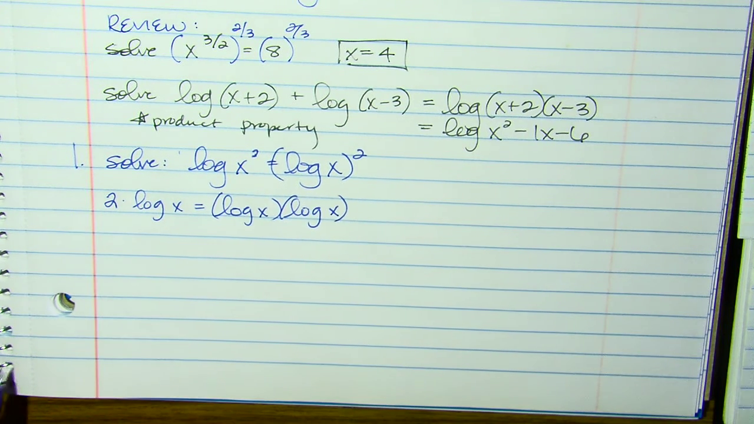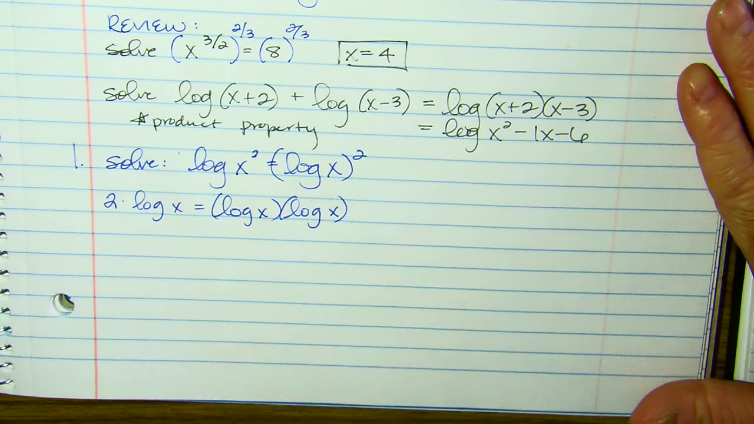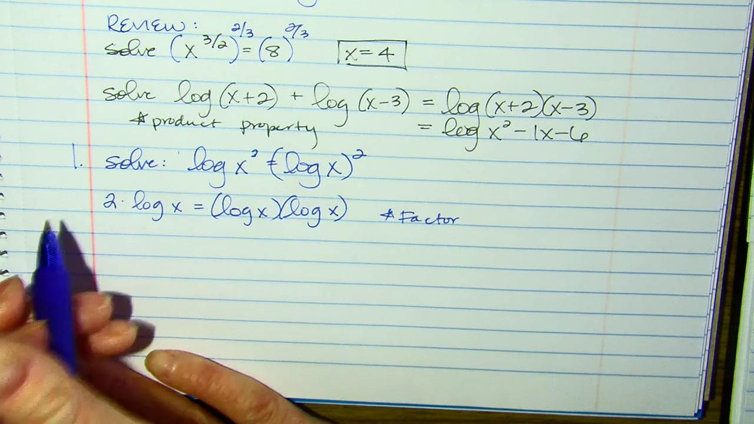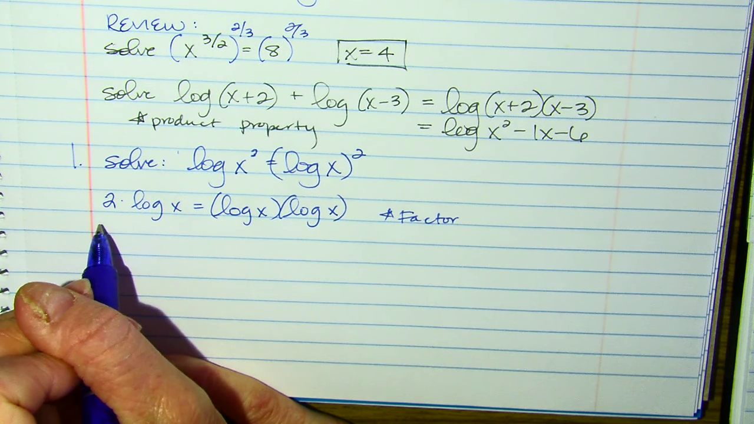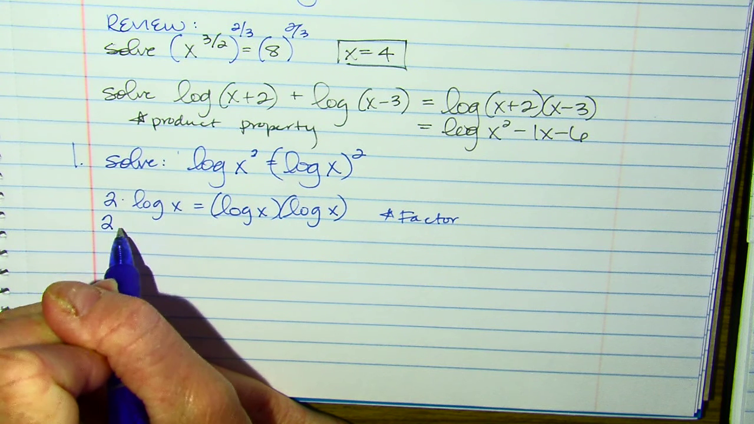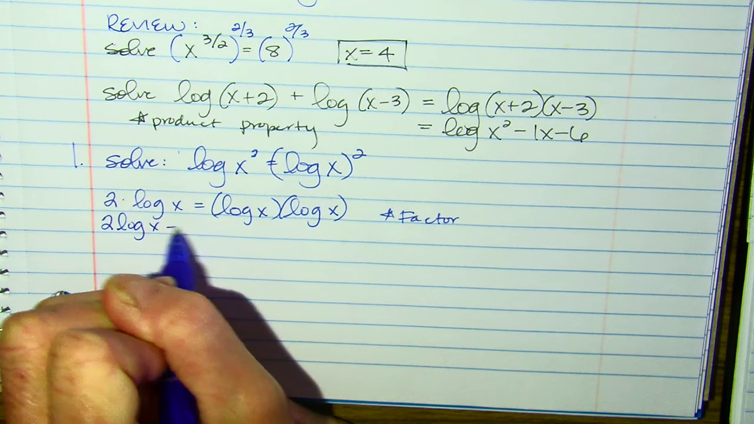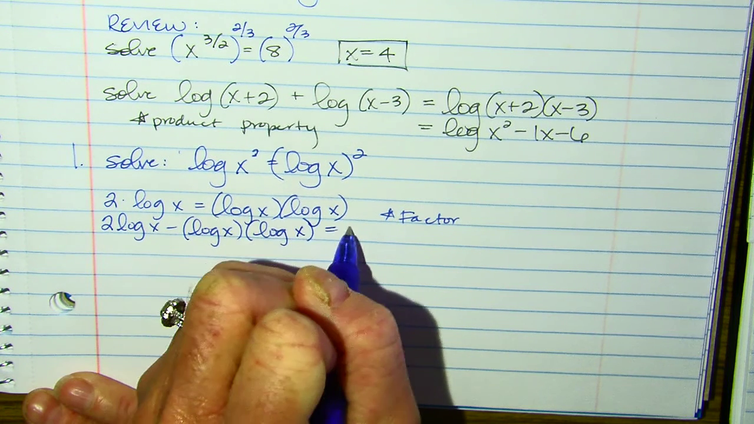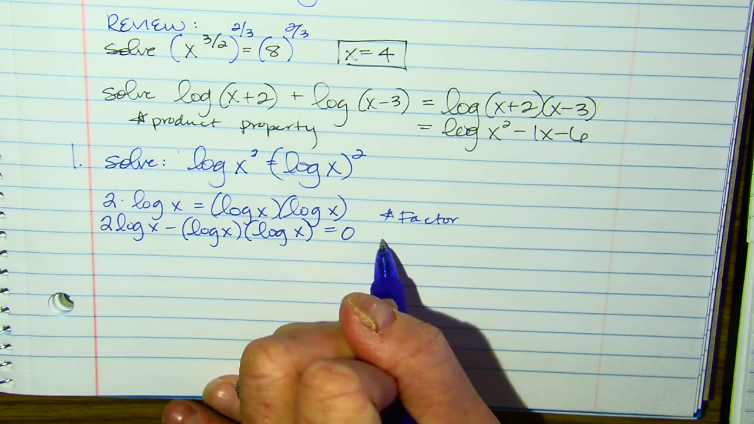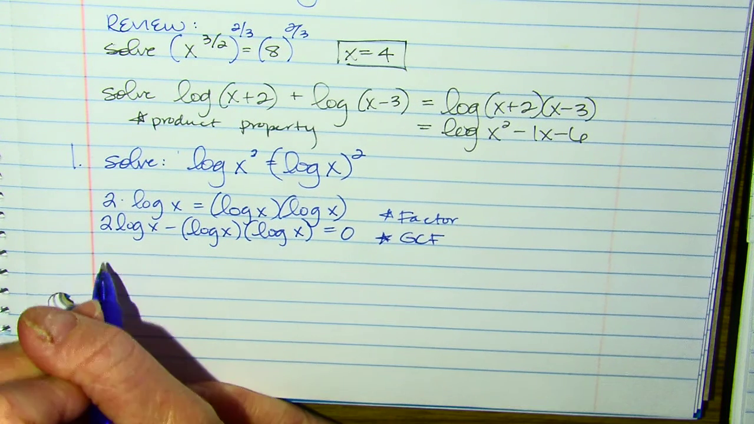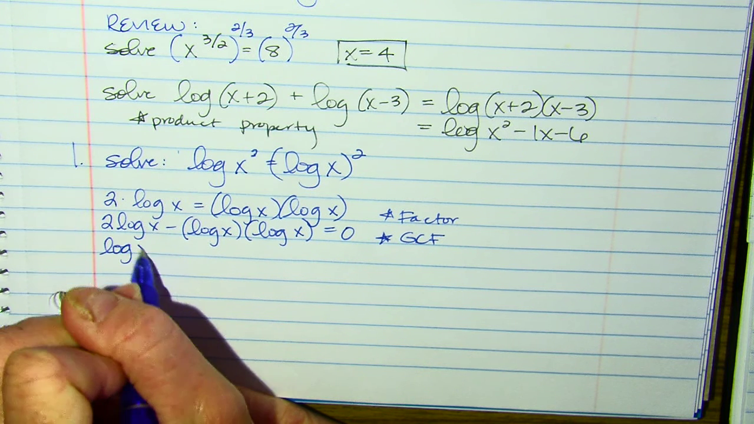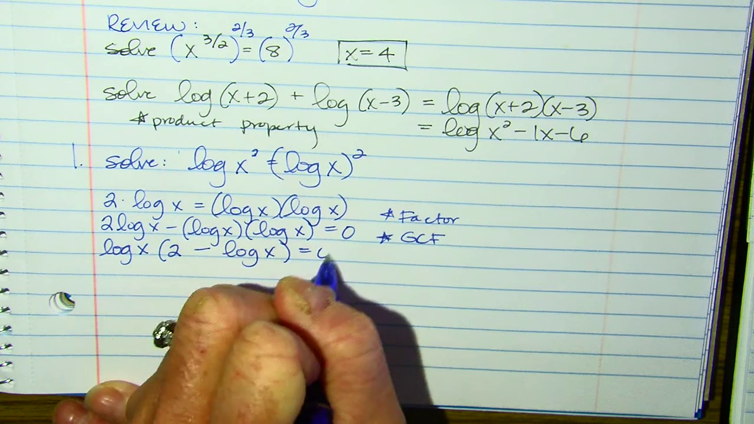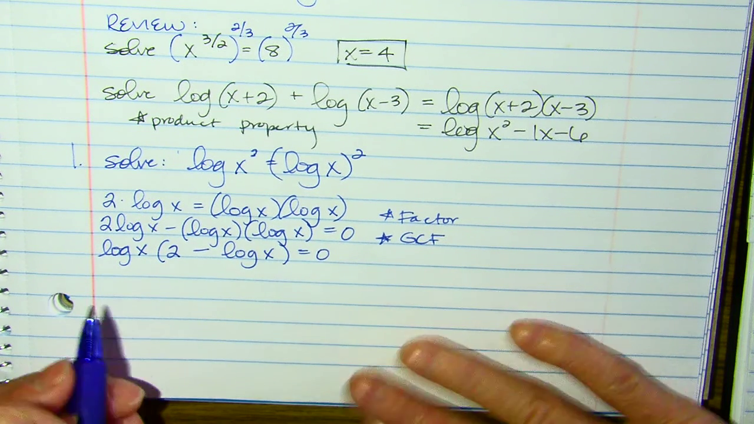And then the easiest way here, I cannot just divide by log of x. We need to factor. So I'm going to get everything on the same side. So I'm going to subtract. So I have 2 times the log of x minus log x times log x equals 0. Now I can factor out the GCF. So I would take out log of x, and that would give me 2 minus the log of x equals 0. And then from there, I can solve.